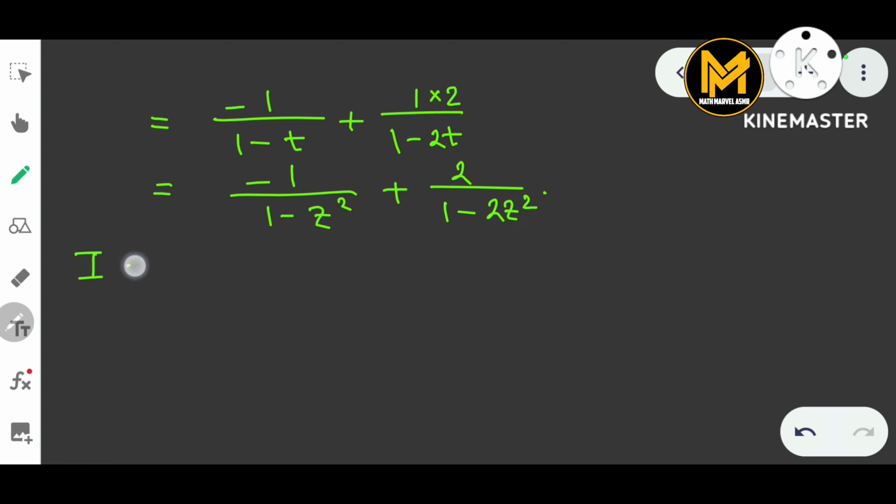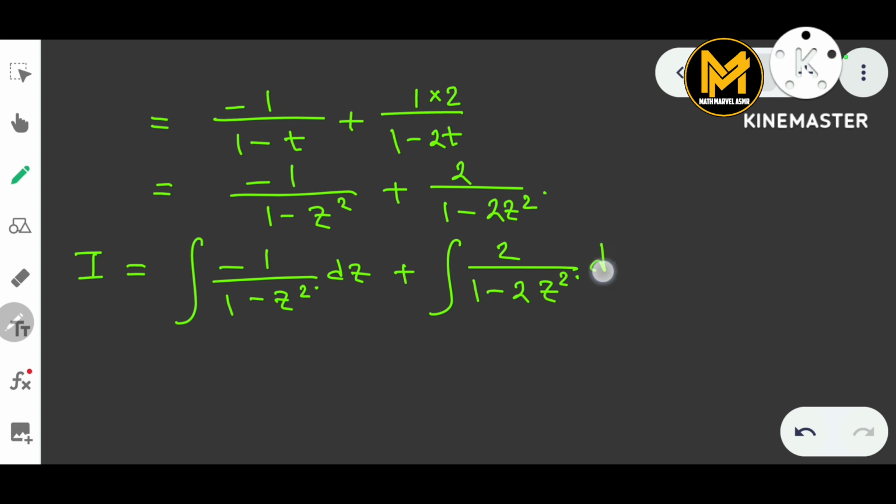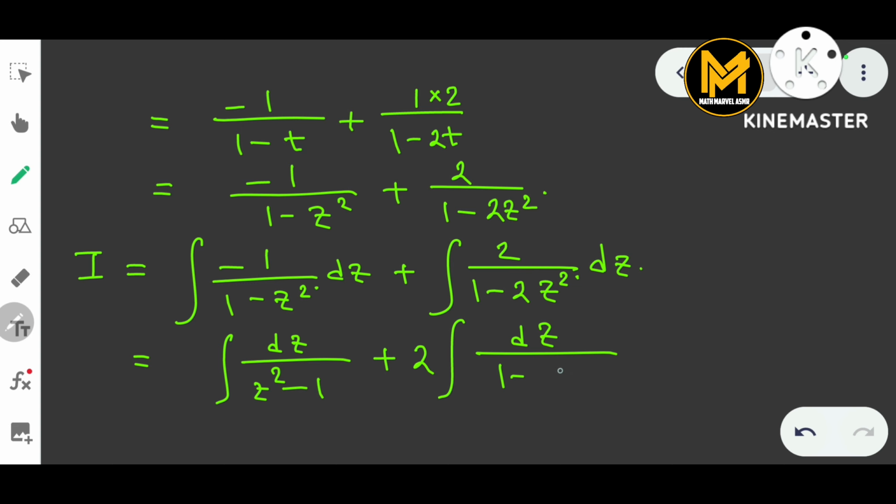Now we have to find the integration, that is I is equals to integration of minus 1 by 1 minus z square into dz plus 2 divided by 1 minus 2z square into dz. Minus 1 will be multiplied in the bottom part, that will be z square minus 1, plus 2 taken common outside, that is dz by 1 minus 2z square. So equals to, this is dz by z square minus 1.